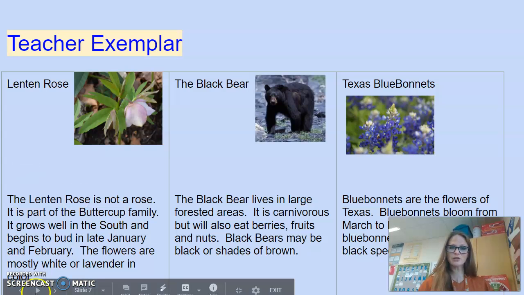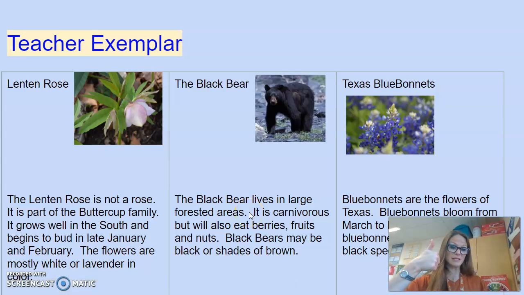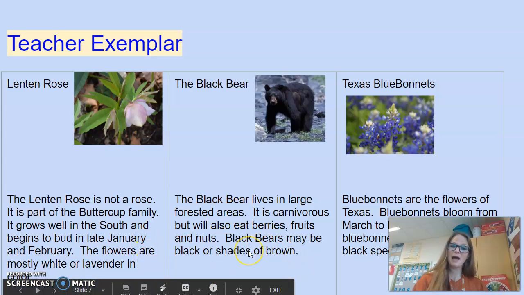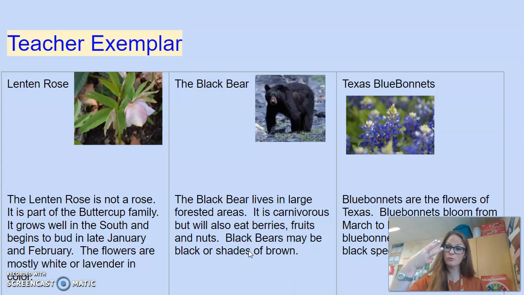Okay? For example, under the black bear, it lives in large forested areas, so we know where it lives. It is carnivorous, but will also eat berries, fruits, and nuts. So we know what it likes to eat, meat, but it also likes a mixture of some other things as well. Black bears may be black or shades of brown. So it's telling me about their appearance. So that's giving me 3 different facts about that animal. I'd like for you to do the same thing. I would like at least 3 sentences for each thing you're researching.